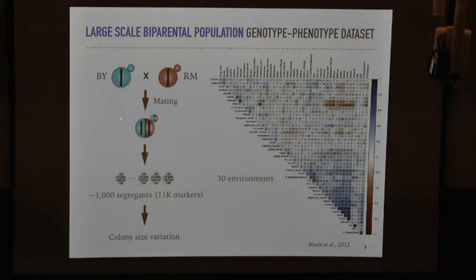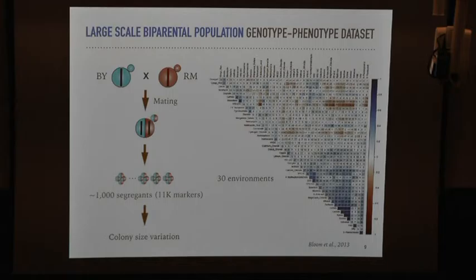They crossed them. So these were two haploids; you cross them, you get a diploid, and they let them undergo meiosis. They isolated about 1,000 segregants, individuals from this cross, genotyped all these 1,000 for 11,000 markers, and phenotyped in 30, or like 40, but we considered only 30 environments for colony size variation. Now, colony size is a growth phenotype and is a typical yeast fitness phenotype. If the colony is bigger, the growth is robust. If the colony is small, the growth is not robust, or growth is poor. So it's a direct correlation to the fitness.